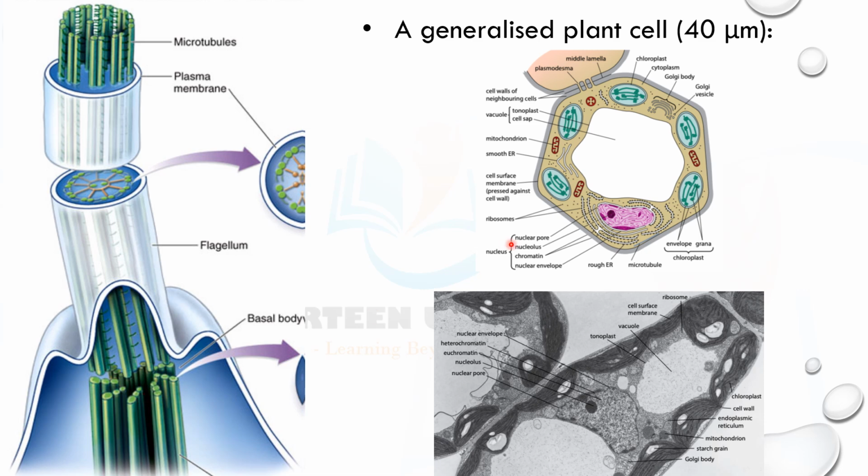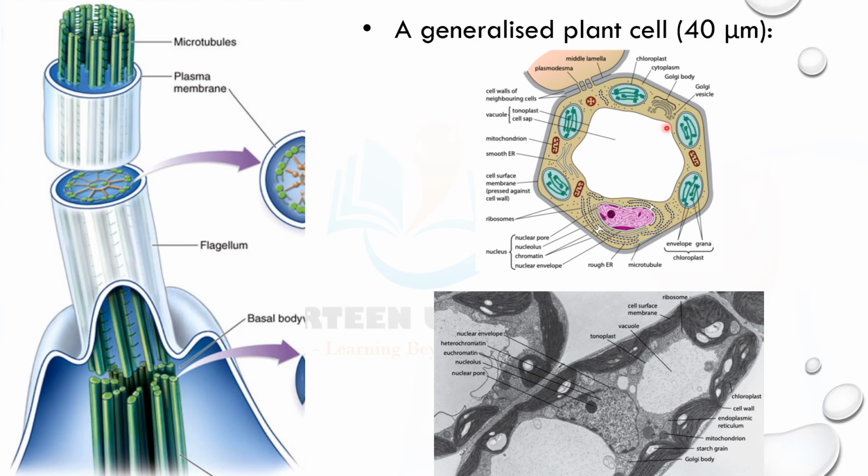Okay, so look at this cell. This is a plant cell, 40 micrometers. That's huge, guys. In plant cells, the vacuole is at the center. Of course, don't forget that the nucleus is at the periphery. So large central vacuole, peripheral nucleus. The nuclear membrane is continuous with the rough endoplasmic reticulum. So the nucleus is the largest, followed by the chloroplast.